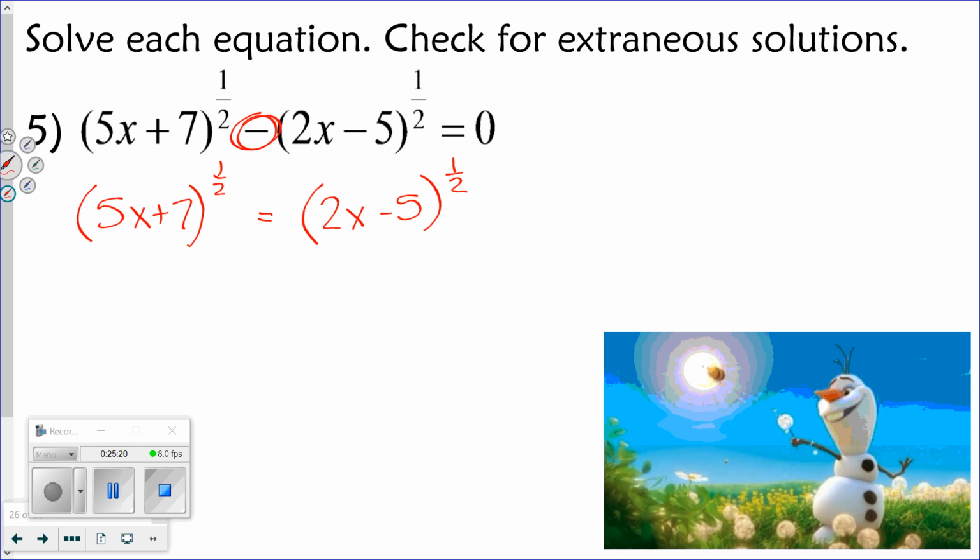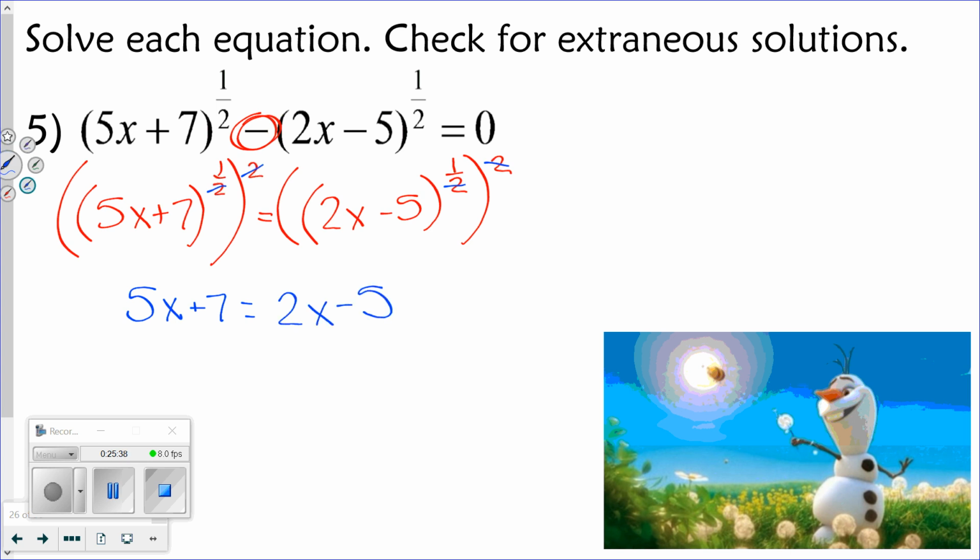So I have to raise them to what power? 2? 2 over 1 or 2? Because when I do that, I can get the 2's to cancel. So I have 5x plus 7. 2's cancel in that one. I have 2x minus 5. Well, how easy did that problem just become? Pretty easy, yeah. So I'll subtract 2x, give me 3x. Subtract the 7, gives me negative 12. So I get x equals negative 4.